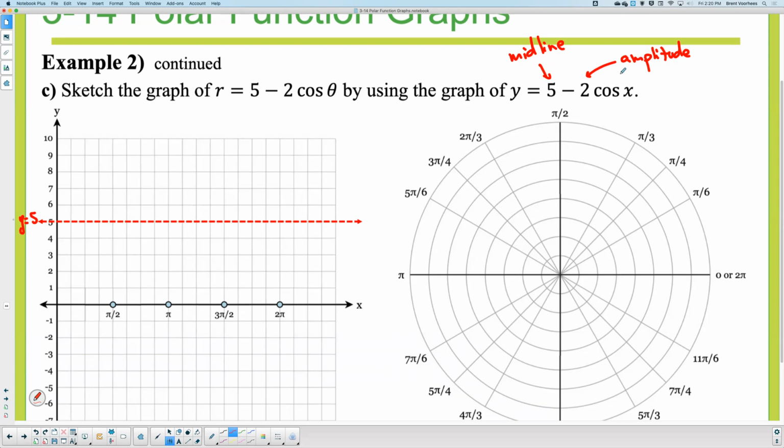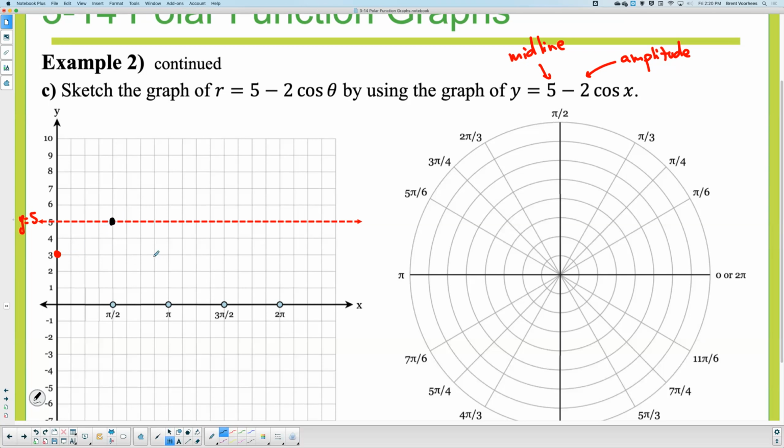Does cosine start at its maximum, minimum, or at its midline? Typically, it's maximum. This has a negative. What's that going to make it do? Start at the minimum. So at 5, go down 2 units, put a dot. As we go around the unit circle, you're thinking about the x value. If I thought of it here, I'm starting at its maximum. The transformation makes it a minimum. But when does cosine reach its 0 or its midline? Typically pi over 2. So at pi over 2, it should reach the midline. Put a dot there.